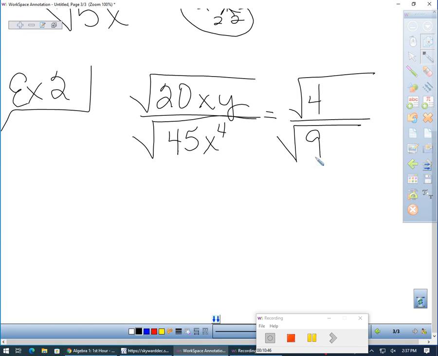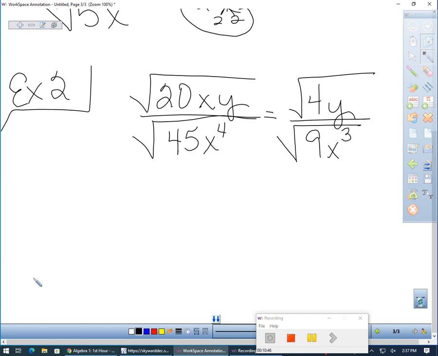How about the x's? What can I do there? So I can cancel this x with one of them out of here, right? So I have no x's left on top, but x to the third on the bottom. All right. What about the y's? Can I cancel the y's anywhere? All right. So now I have the square root of 4y on top.